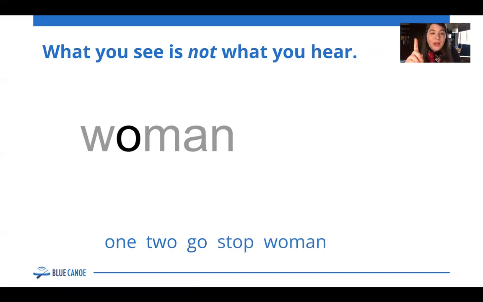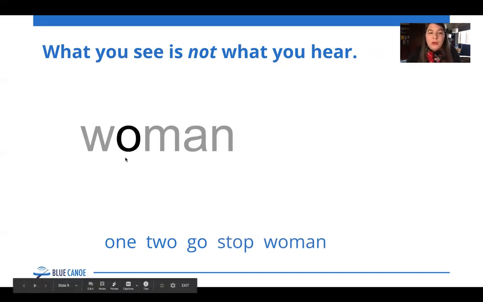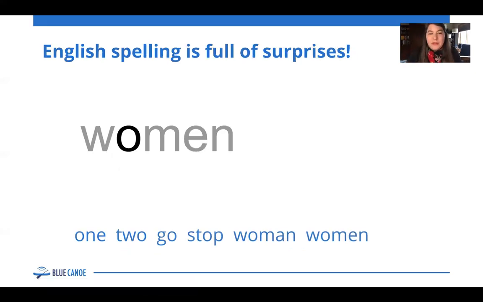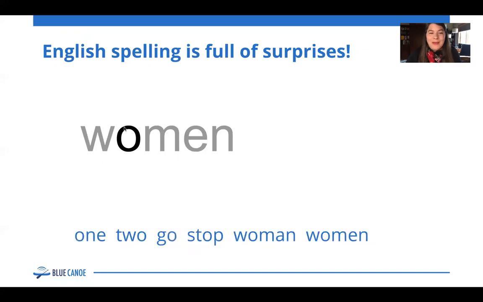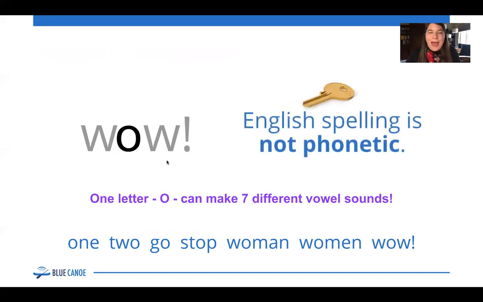How about this? This is singular. 1 woman. Woman. That's a 5th sound. And 1 woman, but 2 women. This changes. This is different. Let me go back. Woman, women. So again, 1, 2, go, stop, woman, women, and ow, wow. So 1 letter, O, can make 7 different vowel sounds.